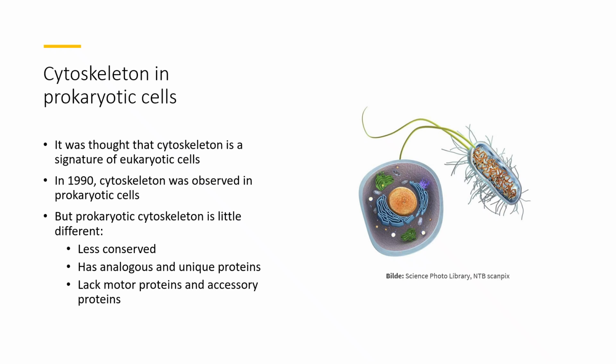For example, FtsZ or tubulin-like cytoskeleton filament, MreB or actin-like cytoskeleton filament, and crescentin or intermediate filament-like cytoskeleton element are found in prokaryotic cytoskeleton, and they all have eukaryotic counterparts. And another big difference is that prokaryotic cytoskeleton lacks motor proteins and accessory proteins that are found in eukaryotic cytoskeleton filaments.